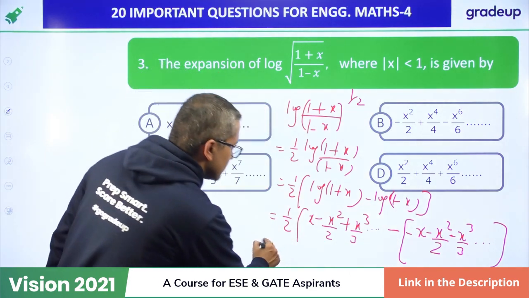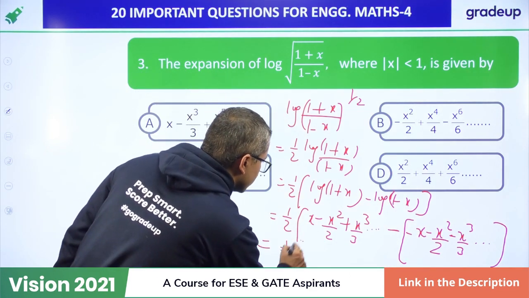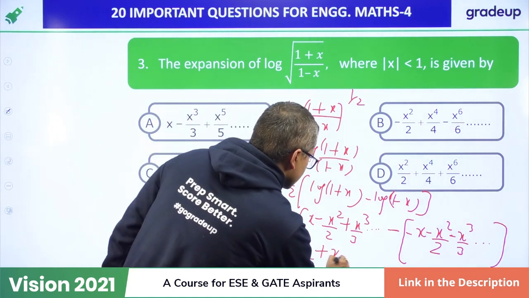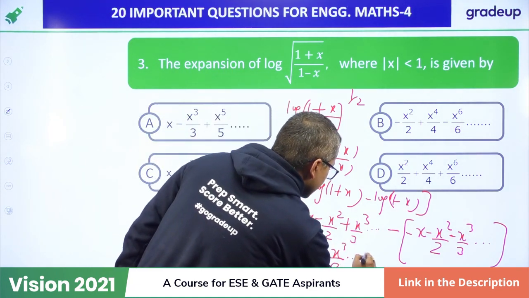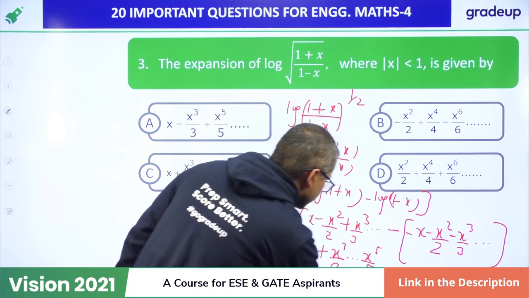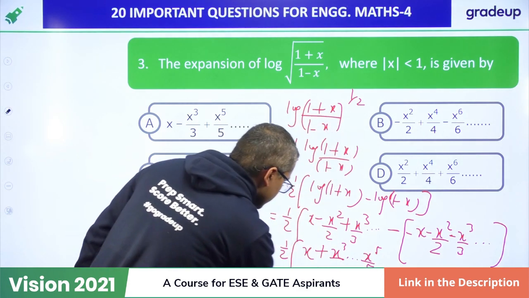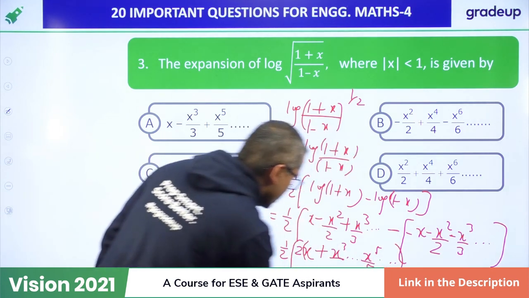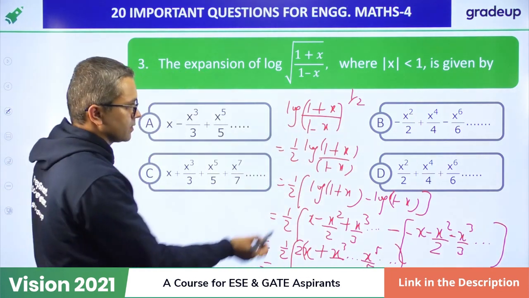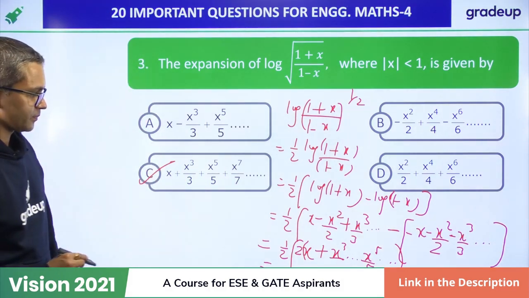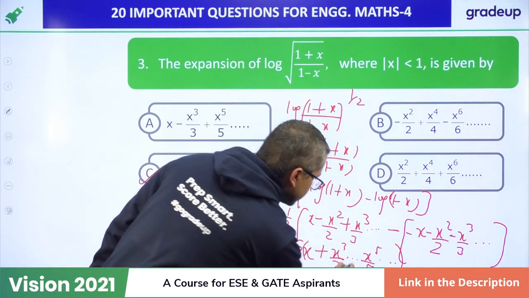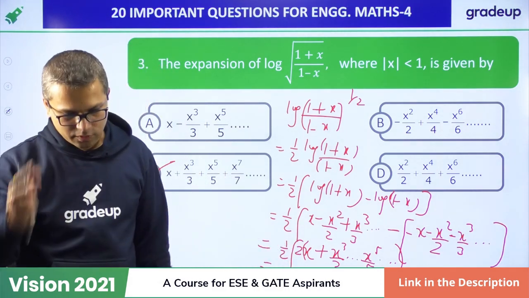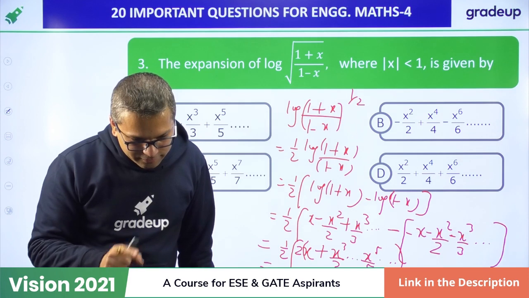If we talk about it, then what you're going to get is half of x plus x cube upon 3 and x to the power 5 upon 5, and you are also going to get it twice here and so on. So that is option number C. x cube upon 3 you must be getting also. So option number 3, this 2 will cancel this 2. So option number 3.